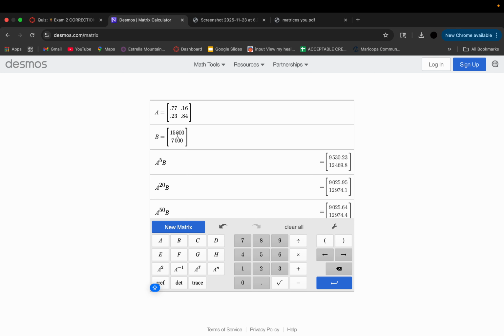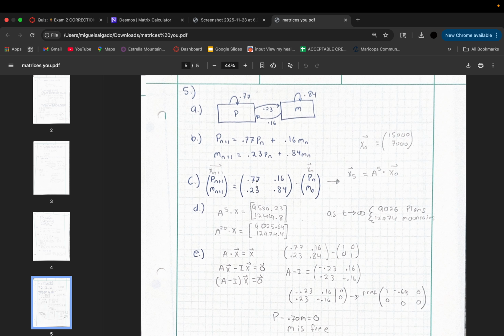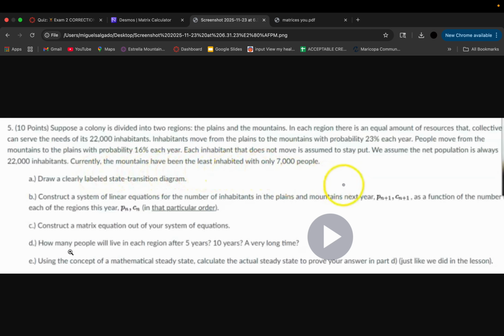And B is equal to this value right here, 15,000 and 7,000, which is our initial value. So just keep in mind this is supposed to be X naught. If we head on back over here, we've already completed question C by simply constructing the matrix. So heading on over to D: how many people will live in each region after 5 years, 10 years?